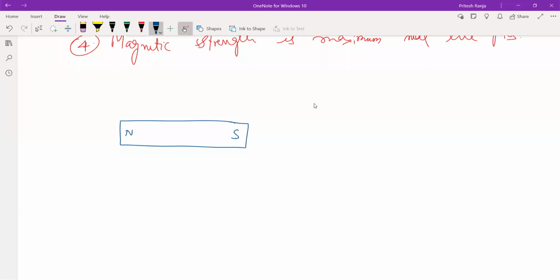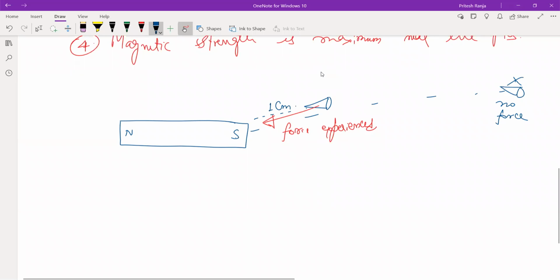So let us say I bring an iron nail and keep it at 1 centimeter away from the magnet. What is expected in this case? That this iron nail will get attracted towards the magnet. So there will be some force that is experienced by this iron nail because it's kept near. Same iron nail, if I take 100 kilometers away, then in that case, there will be no force that will be experienced by this iron nail here. It will be so less that it will decrease to zero almost.